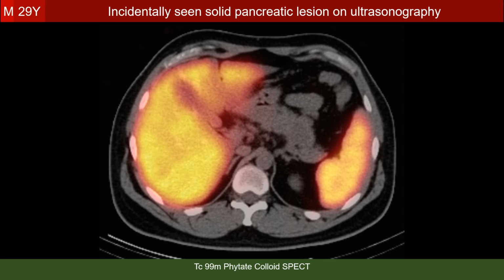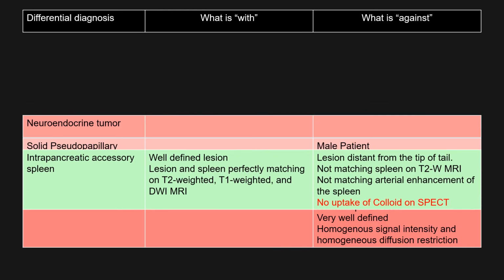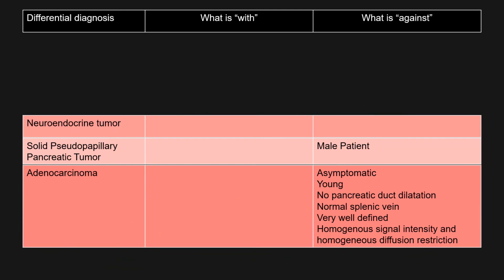Therefore, we have chosen to take the option of the colloid SPECT. The colloid goes to the reticuloendothelial system. This means the spleen and the Kupffer cells of the liver. And the fact that the lesion is not showing uptake here finally eliminates the possibility of intrapancreatic splenic tissue. So this could be the straw that broke the back of the intrapancreatic spleen. And the mission is accomplished. Now the decision is taken.